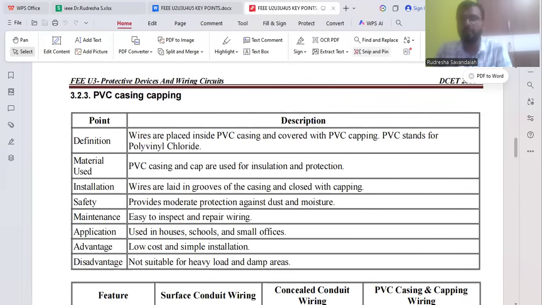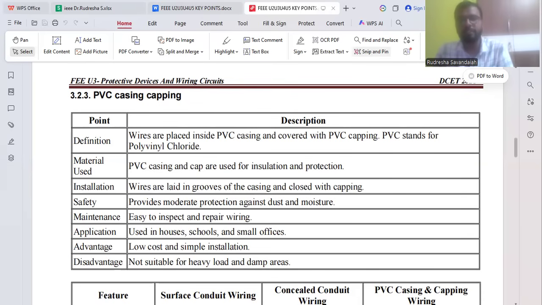See, PVC casing capping, point and description, definition. Wires are placed inside the PVC casing and covered with the PVC capping. PVC stands for polyvinyl chloride.